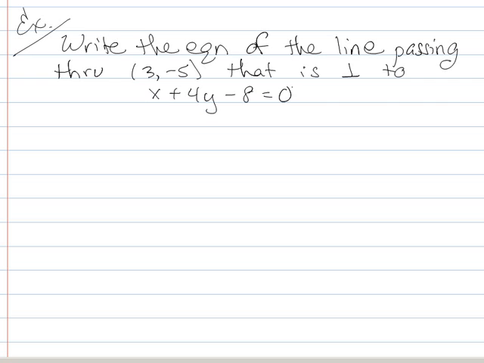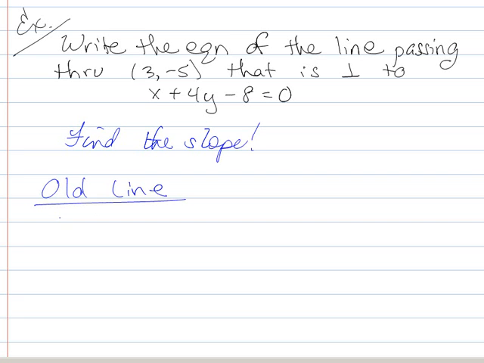So I'm going to say, so what do we do first? And you're going to say, find the slope. Okay, because remember, this is the slope section. So anytime we do anything, we're always going to find the slope. So let's get started. We've got our line. So this is our old line. All right, it's x plus 4y minus 8 equals 0.